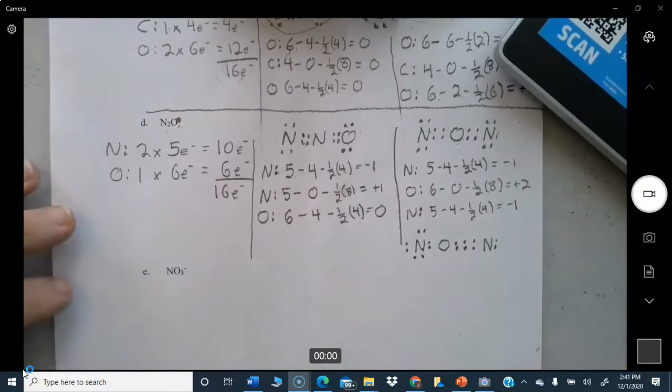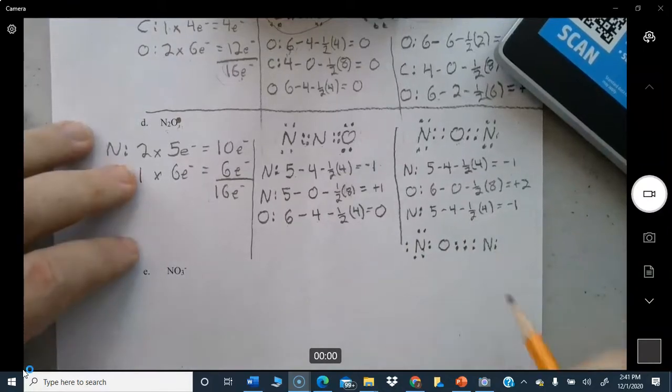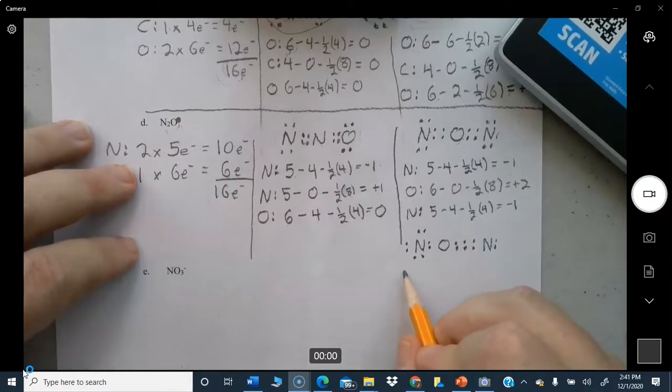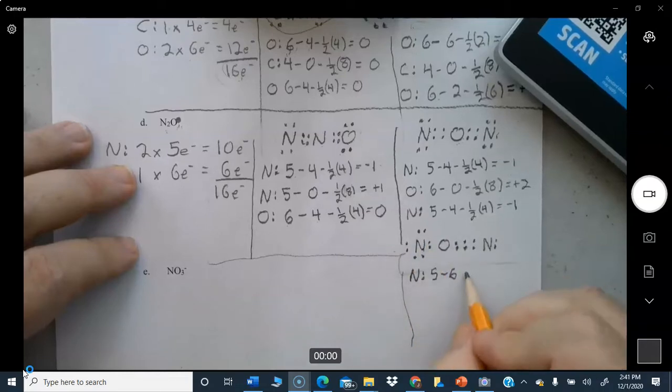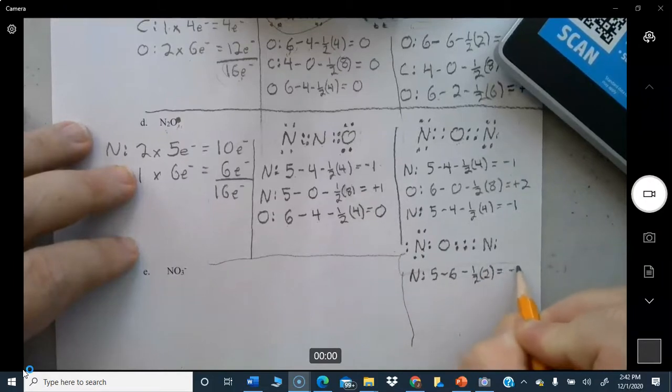Okay, again, meets all the rules of a covalent bond. So we're going to start over here. Take a little space away from this one here. Do it over here. Okay, so the first N is going to be 5 minus 6 minus half of 2. It's going to be negative 2.